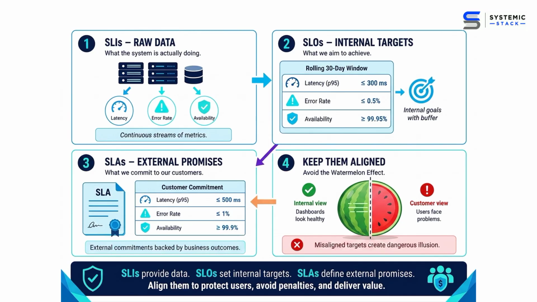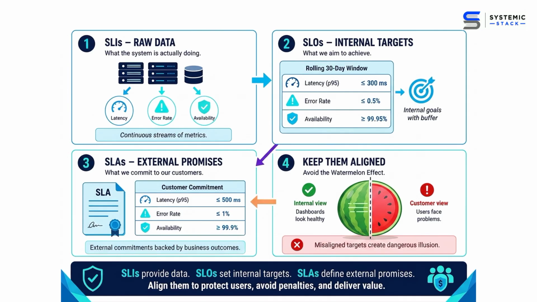Now, let's map how these three work together. It's a hierarchy. Your SLIs are the raw data points flowing from your servers. You aggregate those SLIs into SLOs, which are your internal targets for what those metrics should look like over a period of time, like a rolling 30-day window. Then those SLOs inform the SLAs you sign with your customers. This relationship ensures that your technical metrics are directly aligned with your business commitments.